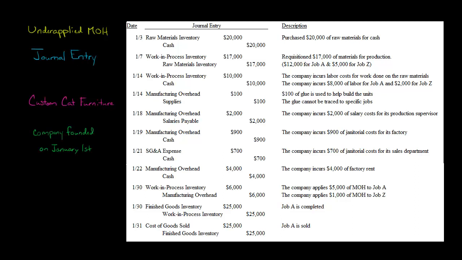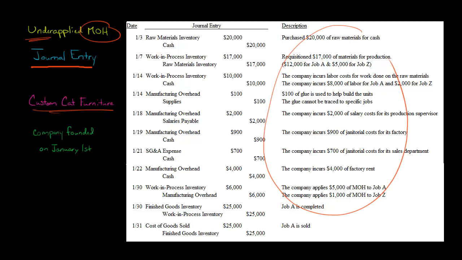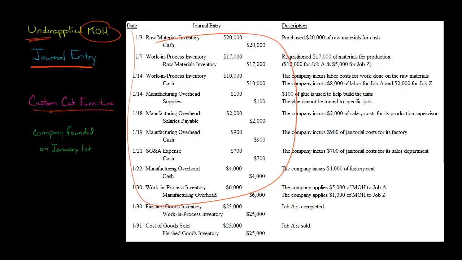In this video, I'm going to show you how to record a journal entry to dispose of an underapplied manufacturing overhead balance. So in our last video, we looked at a series of transactions for a company that made custom cat furniture, and they used job order costing, and we took all these different descriptions of transactions and we recorded the following journal entries. Okay, so that's what we did. The company started on January 1st.